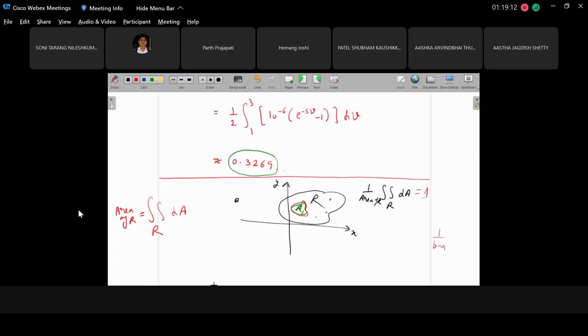What do you understand by uniformity? One upon the length of the interval, so for two dimensions, 1 over the area. One person has rightly mentioned 1 upon x2 minus x1 into y2 minus y1. Why? Because you are considering only a rectangular region, with corners x1, y1 and x2, y2.